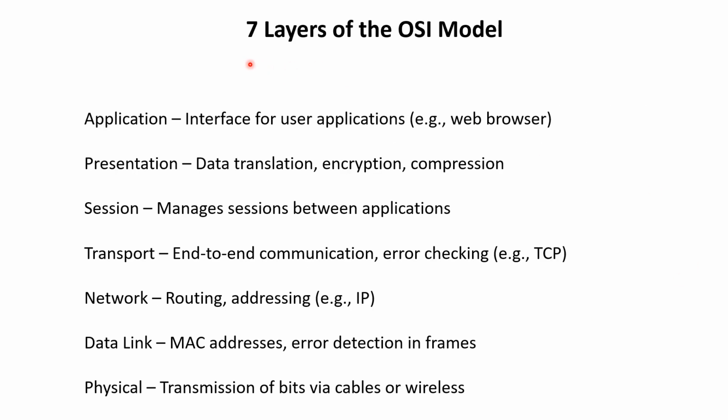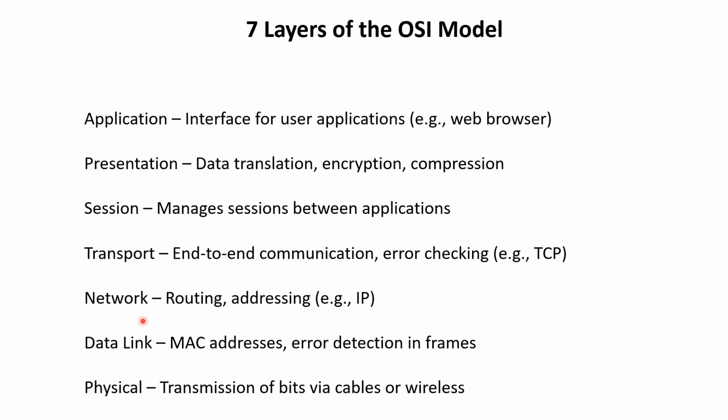In brief, we can say about the 7 layers of the OSI model that the application layer is responsible for the interface for user applications, for example a web browser. The presentation layer is responsible for data translation, encryption, and compression. The session layer is responsible for managing sessions between applications. The transport layer is responsible for end-to-end communication. That means no other person can see whatever communication is being done between two devices. And it is also responsible for error checking.